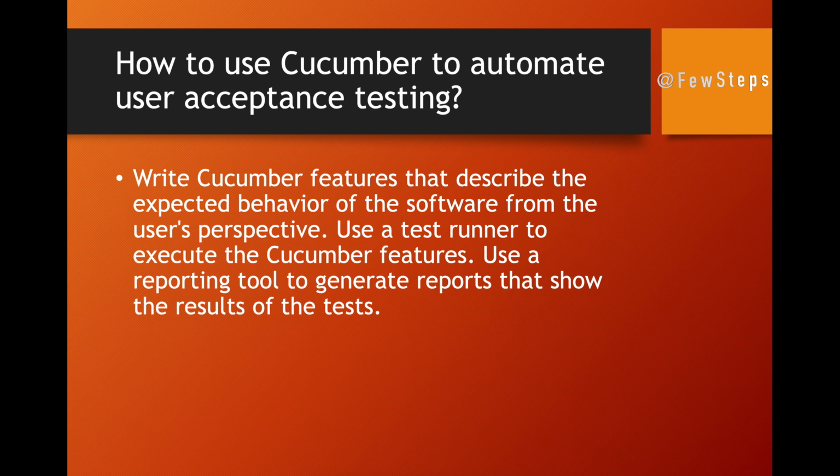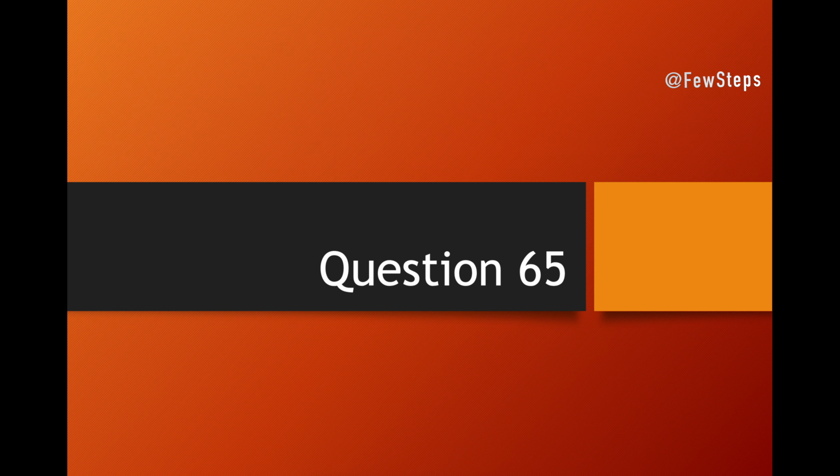Question 64. How to use Cucumber to automate user acceptance testing? Write Cucumber features that describe the expected behavior of the software from the user's perspective. Use a test runner to execute the Cucumber features. Use a reporting tool to generate reports that show the results of the tests.